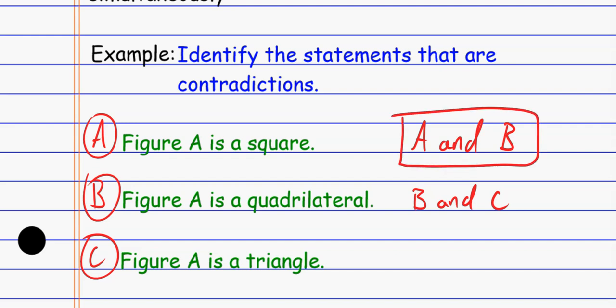And so I have two sets of contradictions here. A and C would be a contradiction. B and C would be a contradiction. If I was doing an indirect proof and I had the statement that Figure A was a square, and then later what I did showed that Figure A was a triangle, well, that would be a contradiction, which means whatever I started with must not be right. I started with something that was false, which leads to a contradiction.